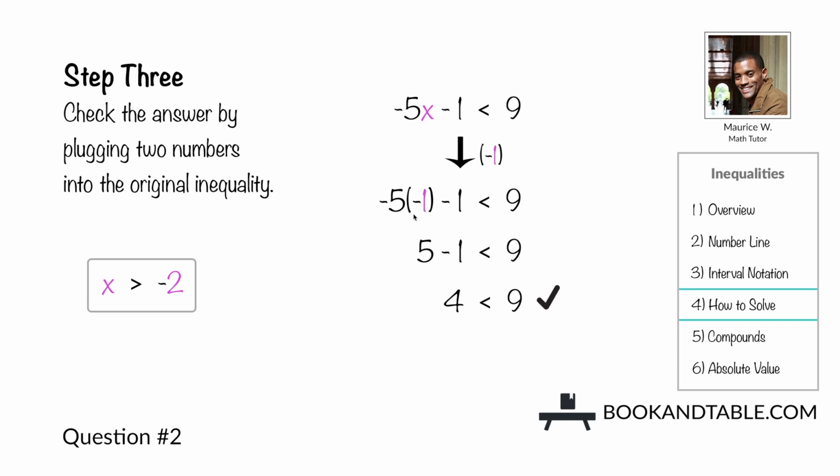Negative 5 times negative 1 is positive 5. Positive 5 minus 1 is 4. 4 is less than 9. So we wind up with a true statement. So negative 2 does not work, as it should not. We go larger. Negative 1 does work. So this is the correct answer. X is greater than negative 2.